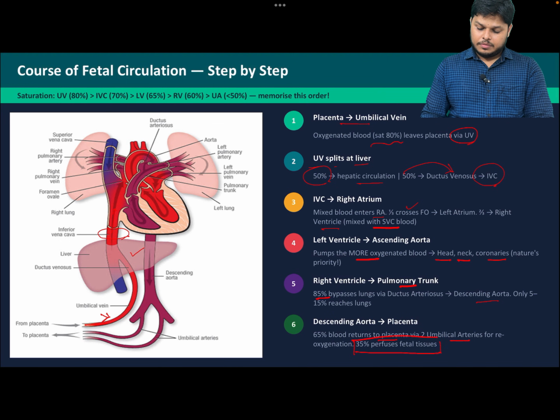All these numbers, when you read them repeatedly, you can remember. Understood? So from the placenta via the umbilical vein, via the ductus venosus, via the inferior vena cava, into the right atrium, into the right ventricle, from the right ventricle via the ductus arteriosus into the descending aorta. From the left atrium to the left ventricle, from the left ventricle via the ascending aorta to the upper part of the body, and the lower part of the body. After 35% of the blood goes into the fetal tissues and oxygenates them, 65% of the blood returns back to the placenta for reoxygenation. Remember this.